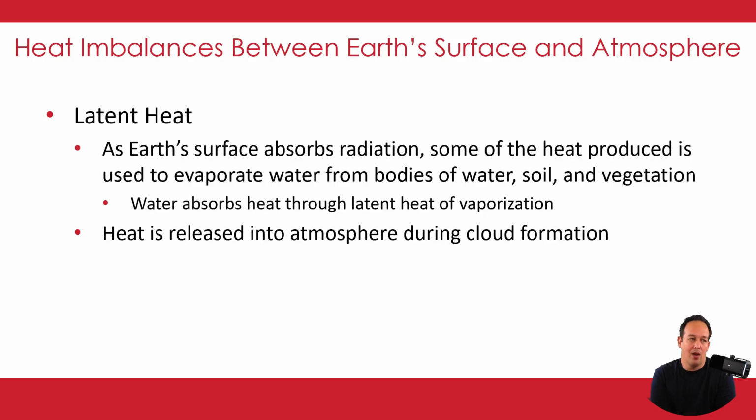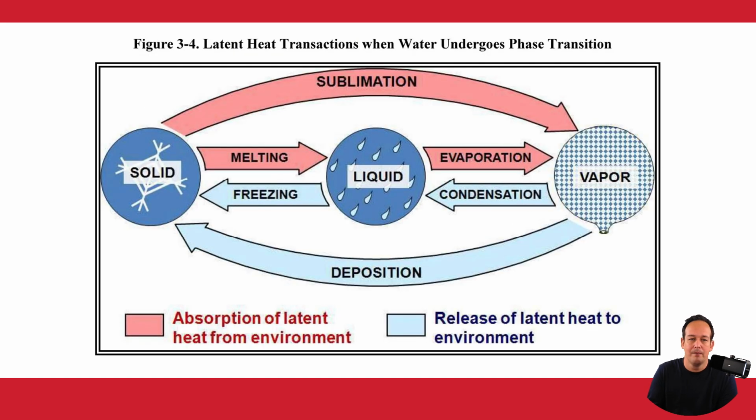As the water evaporates, it absorbs heat, and then heat is released into the atmosphere when that water vapor condenses into a cloud. We see here on this latent heat graph or picture, the red represents the absorption of heat, and the blue represents the release of heat into the environment.